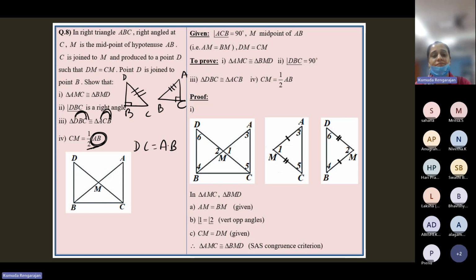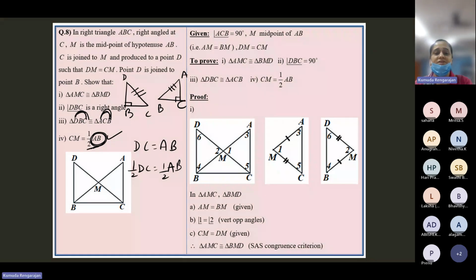Let's write that. And in the fourth one, what you see is half of AB. So DC is equal to AB, so half DC is equal to half AB. Halves of equals are also equal. DC is equal to AB, CPCT. So half of DC will be equal to half of AB.